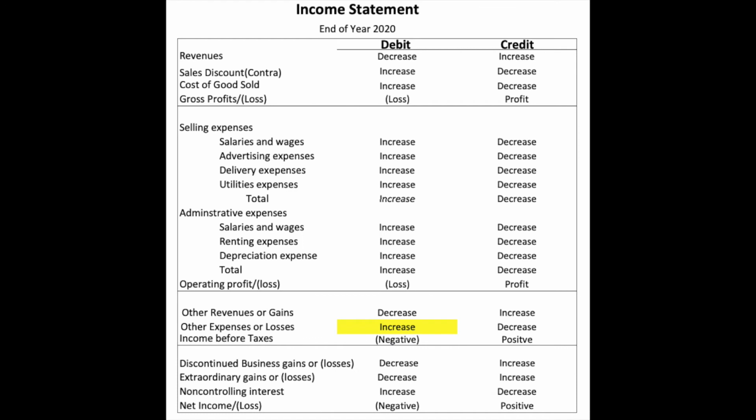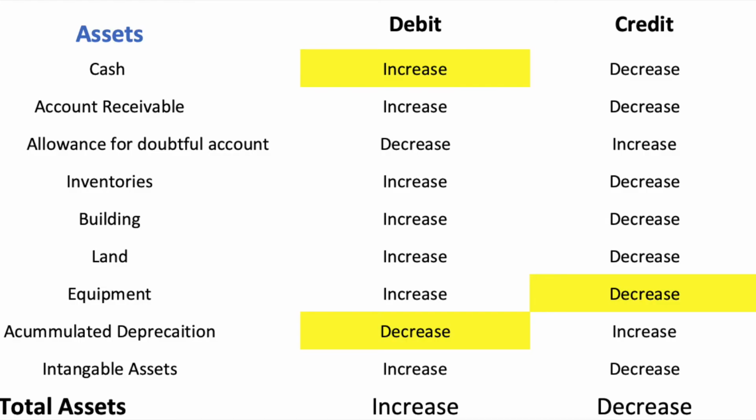In this transaction, loss on sale of equipment is increased in the income statement, and equipment with accumulated depreciation are decreased in the balance sheet. Finally, cash is increased in the balance sheet.